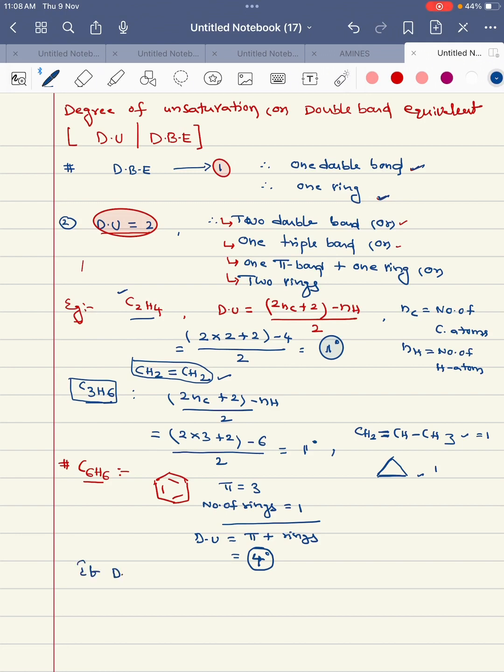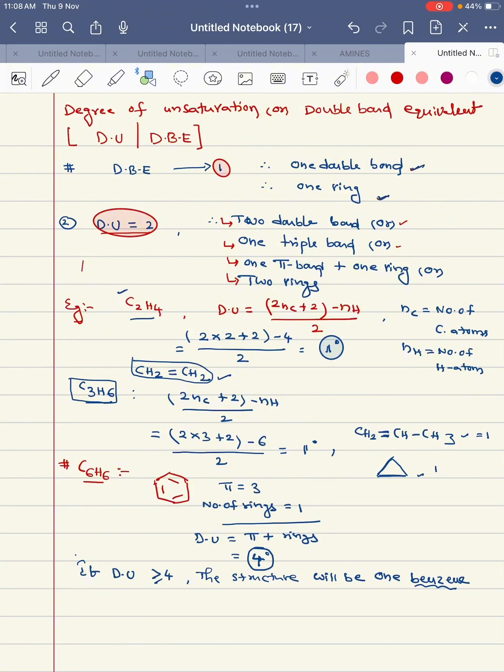Suppose the degree of unsaturation, DU, is greater than or equal to 4. Then the structure will contain at least one benzene ring. In some complicated structures, DU greater than 4 will also come, DU 10 also will come, DU 15 also will come. In that case, the structure will contain at least one benzene ring.